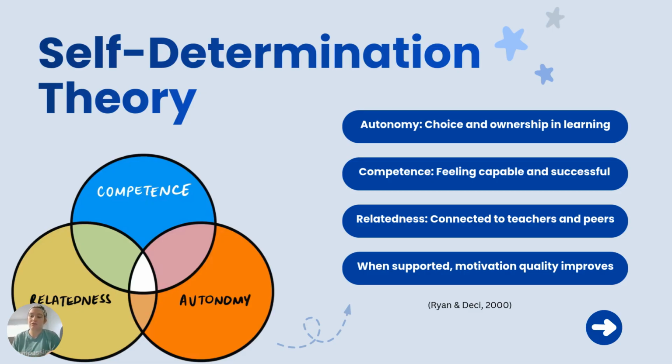Ryan and Deci's self-determination theory identifies three basic psychological needs for students. So autonomy, meaning that they have meaningful choices and ownership in their learning, competence, or feeling capable and successful in their learning, and relatedness, so feeling connected to their teachers and peers. When we as educators support these things that our students need, we foster intrinsic motivation and self-determined motivation.